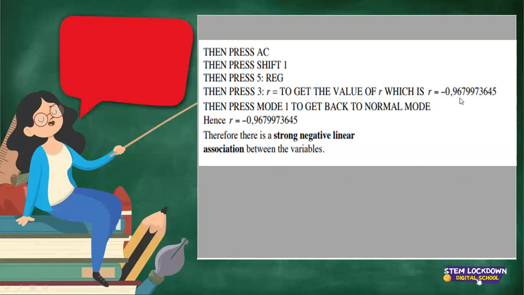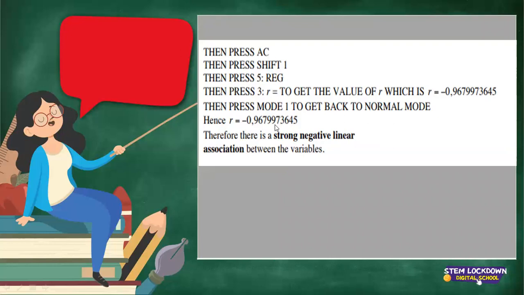If you do that, you'll get negative 0.967997673645. That is your correlation coefficient, which shows how the two variables are related. Then, to restore the calculator back to normal mode, you press mode and then 1. So basically our R is calculated as negative 0.9679973645. That's our correlation coefficient R.